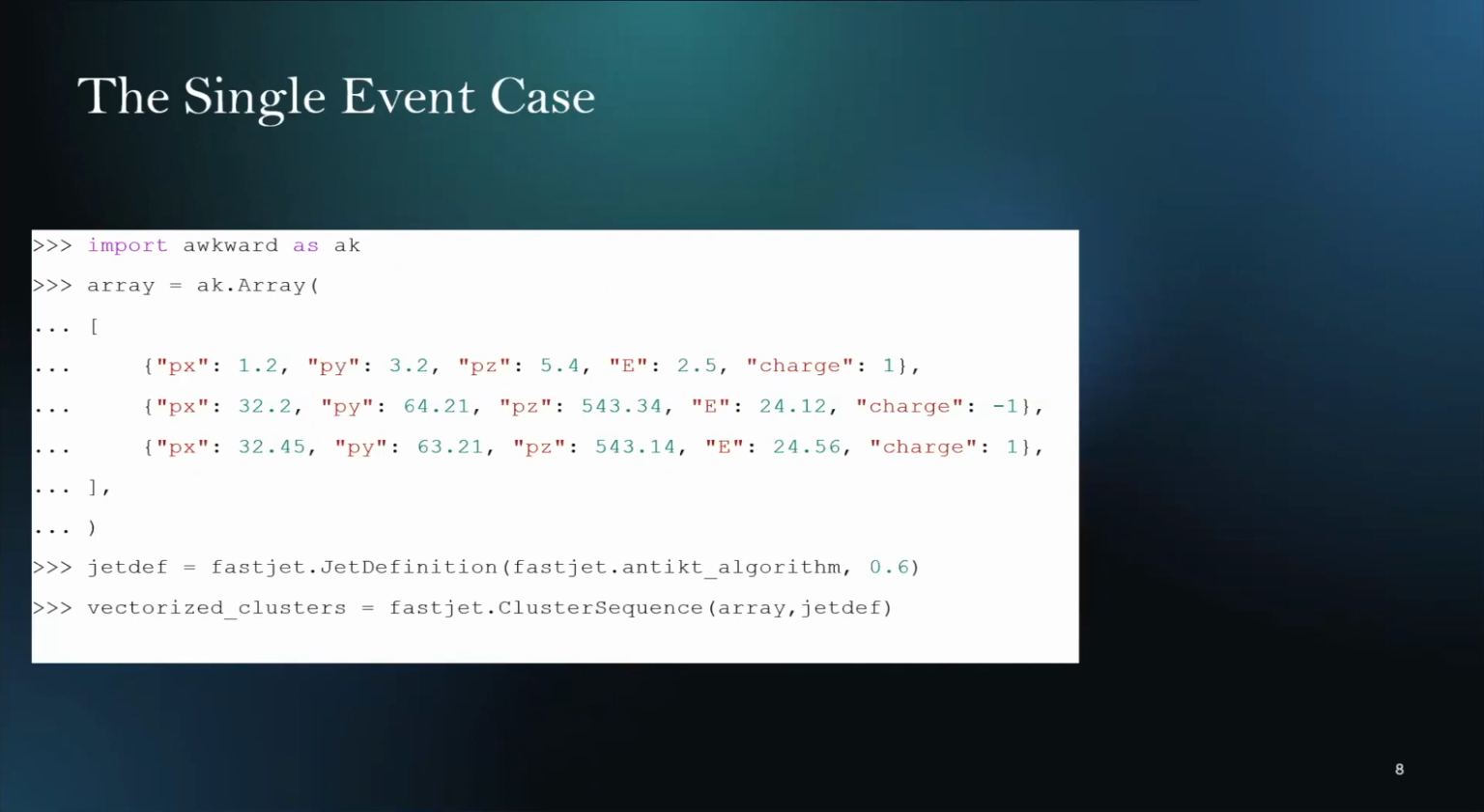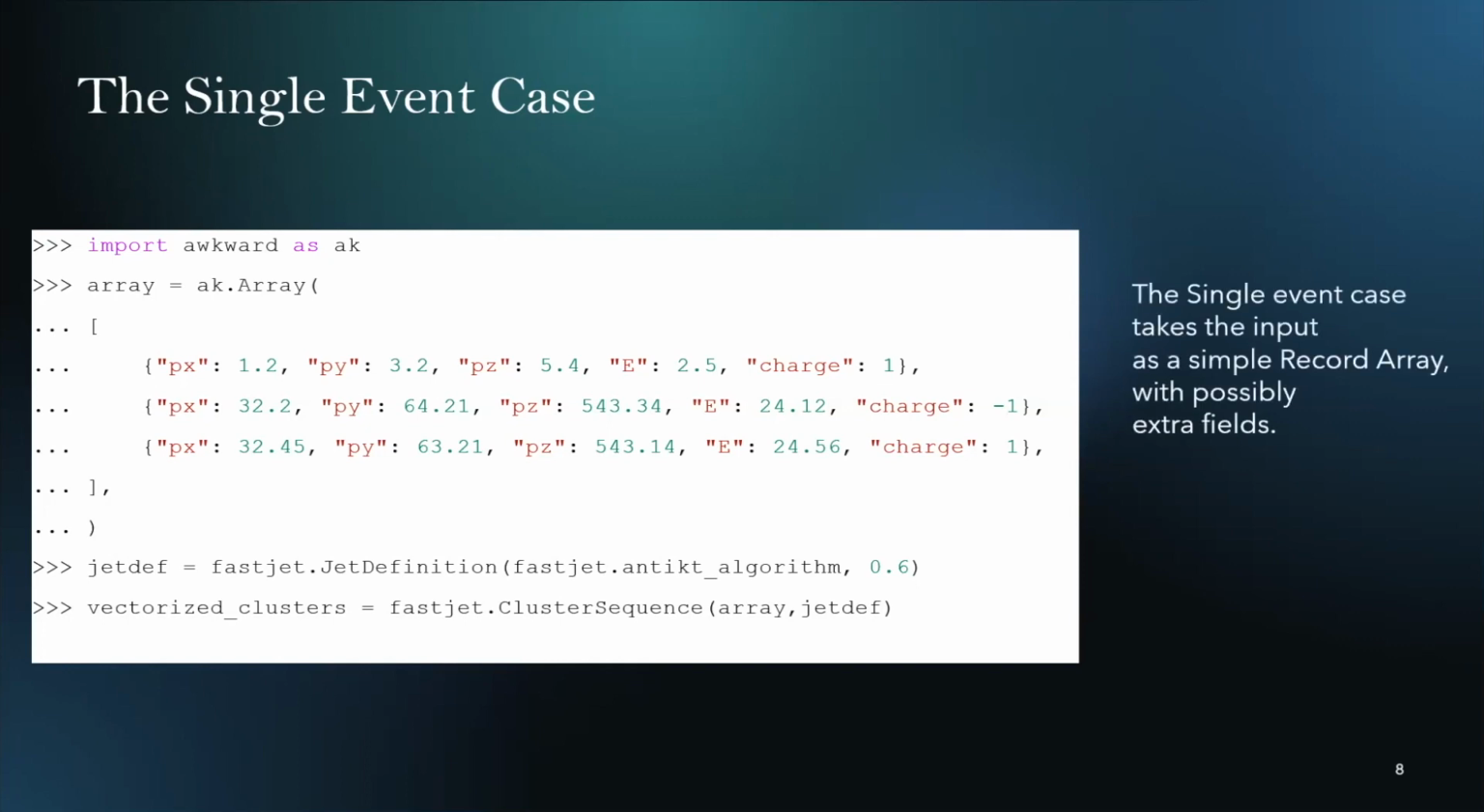So moving on to the single event case in the awkward array interface, what you see here is again one event, but this time it's an awkward array. So this is a simple record array with possibly extra fields if the user wants it, and then everything else is the same. You make a jet definition and then you put it into the cluster sequence class instance. The only difference is how you define the data.